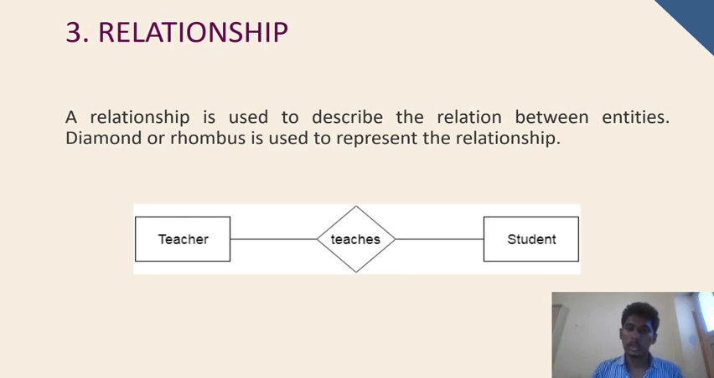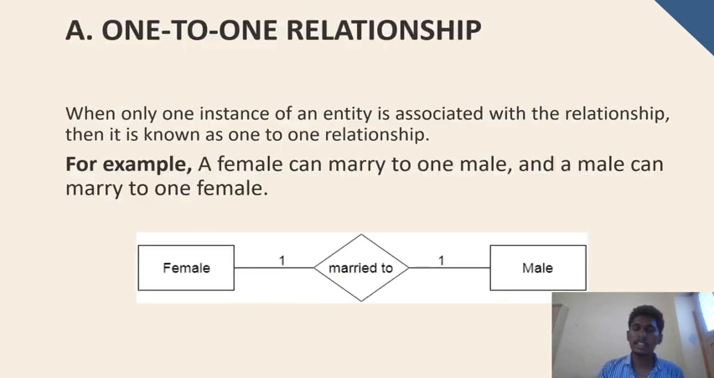Relationship. As I discussed earlier, a relationship is used to represent the relation between two entities. See here, a teacher has a relation with a student. Since the teacher teaches the student, "teaches" will be the relationship between the teacher and the student. This is how we represent the relation. Relations actually have one to one, one to many, many to many relationships.